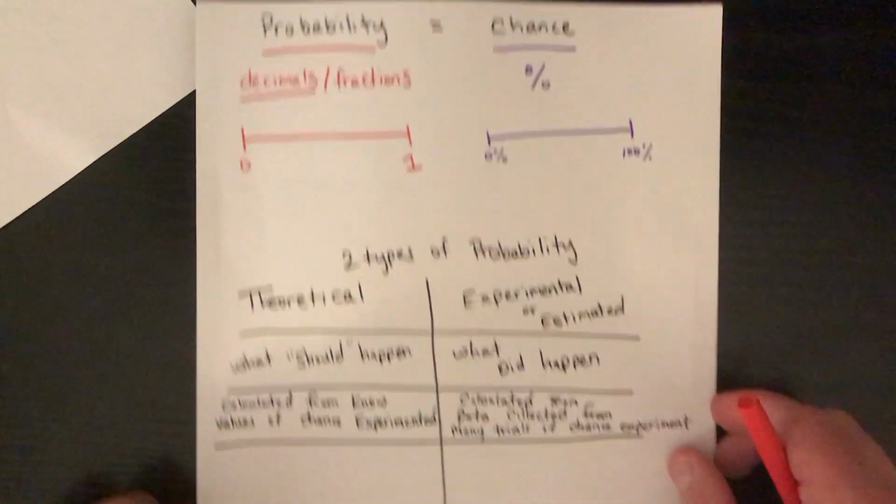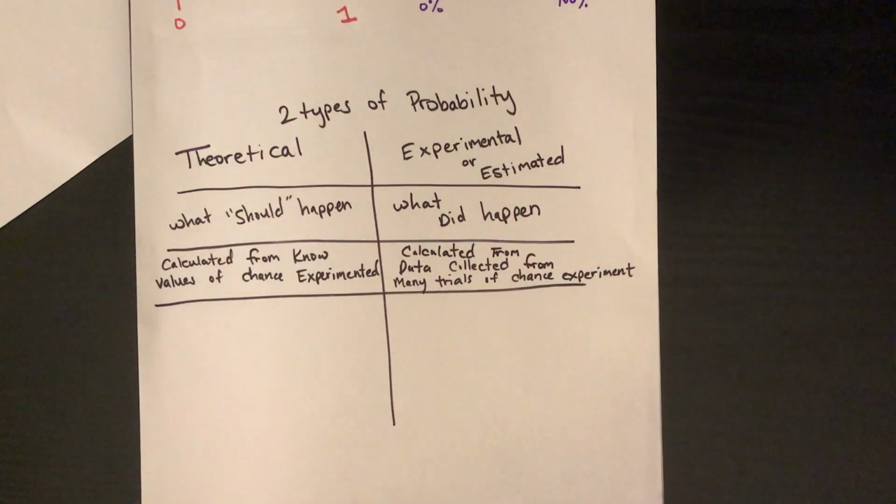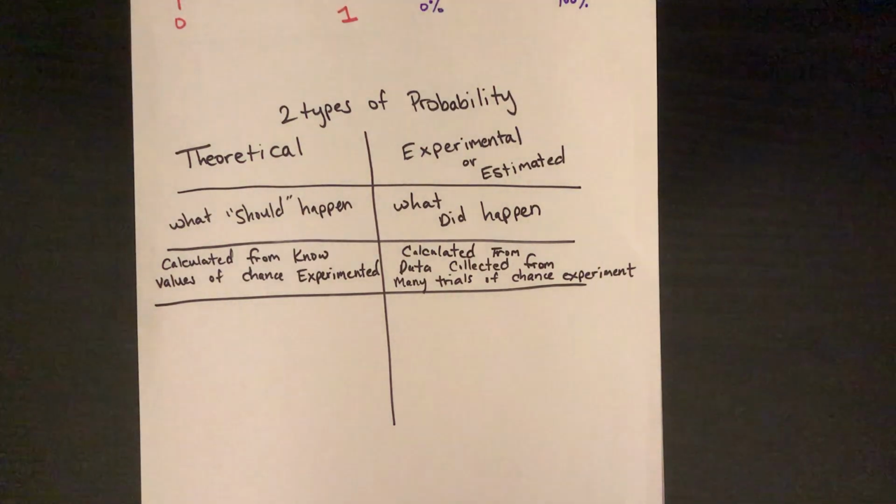All right, and so there's two types of probability that we'll be looking at. The first one is called theoretical, which is what we normally think about when we think of a probability. Theoretical probability is like what we know should happen when we perform a chance experiment. Anything that we're applying a probability to, any event or outcome is a chance experiment.